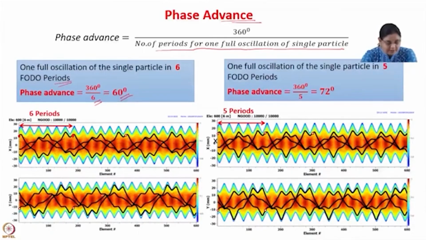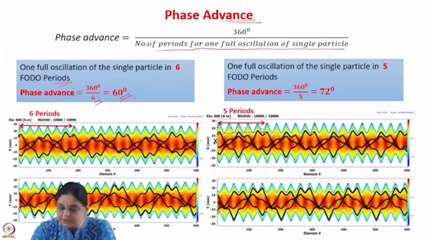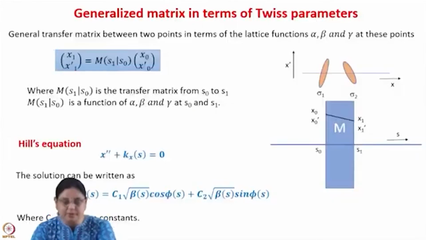So this is in X, this is in Y. Again, if you see this here, one full oscillation of the single particle is in 5 FODO periods. So 1, 2, 3, 4, 5. So in 5 FODO periods, the particle completes one full oscillation. So here phase advance is given by 360 degrees divided by 5, which is equal to 72 degrees.